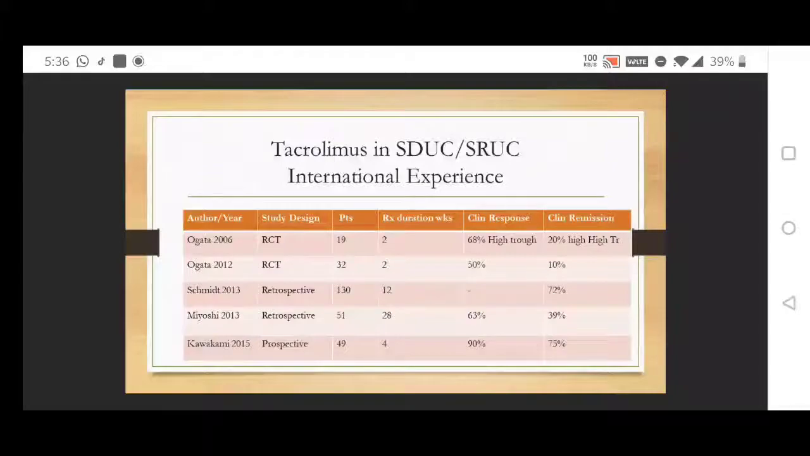And then 2 subsequent studies from Miyoshi and Kawakami. Both were retrospective. This was retrospective, this was prospective. Sample size of about 50. This was for almost 6 months. And Kawakami for just 4 weeks. And they showed that the clinical response 63, 90%. Even if you think that this is an outlier, we can say that the clinical response would be in about 50% of the patients, and anywhere between 10 to 75%.